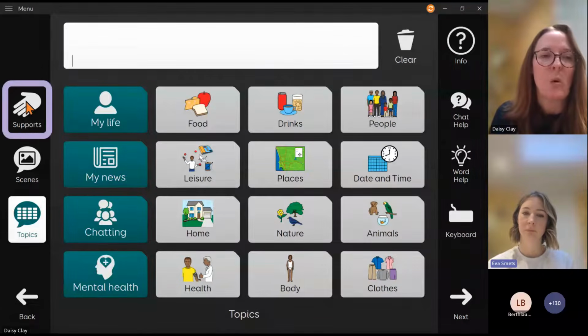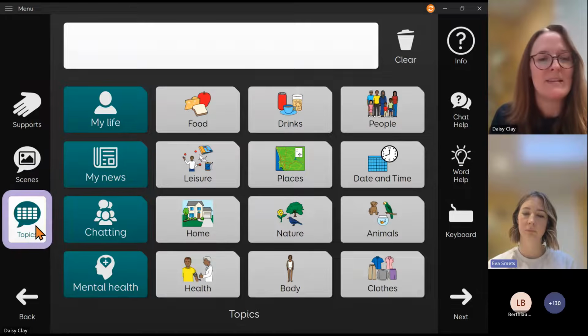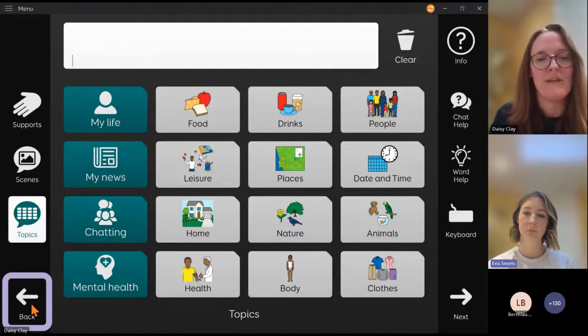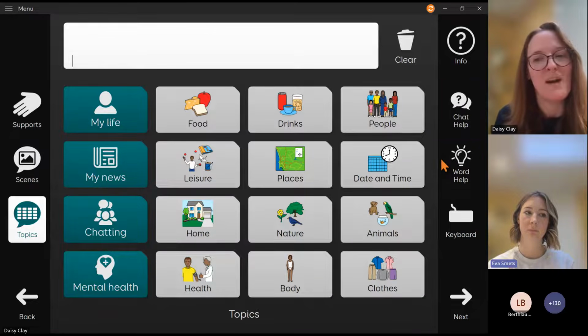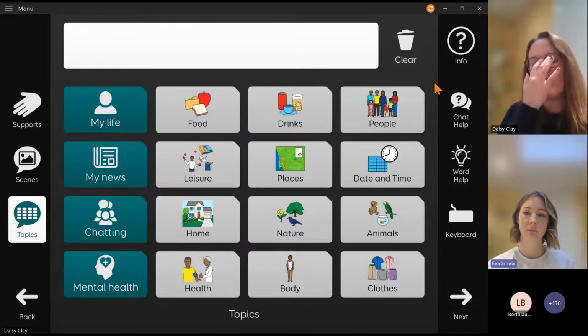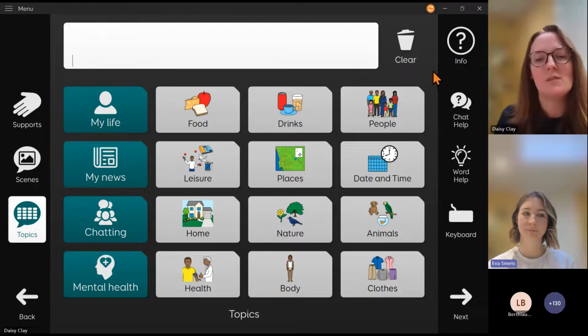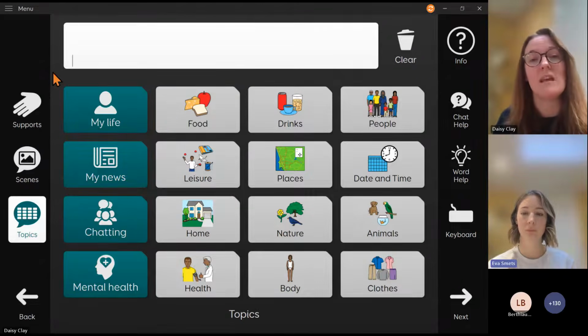So we've got supports, scenes and topics, exactly as we saw in Duo 9. We've got navigation in each corner and we've got an info grid. And you might have already spotted there's a few extra things which we'll cover shortly. But I just want to go through some of the things we've looked at already so you can see how things are the same and how things are different.